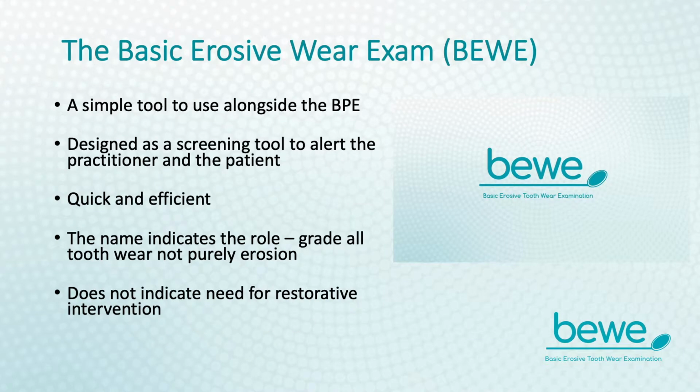The BEWE was designed for clinicians working within general practice as a quick and efficient means to record erosive tooth wear severity in the clinical notes. It was designed to mirror the BPE so that both indices can be used at the same time. They are both conducted in a similar way, with both recording the most severe surface or site in each sextant. There was consensus among the working group that the BEWE should be used routinely at each oral health assessment and conducted at the same time as the BPE.